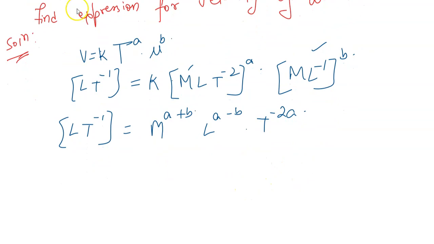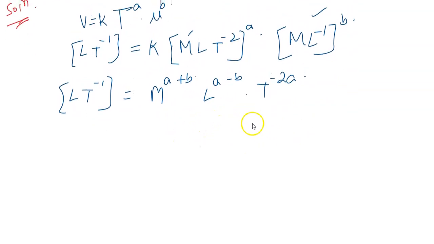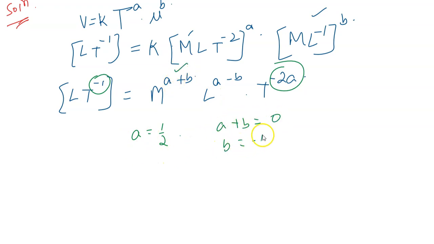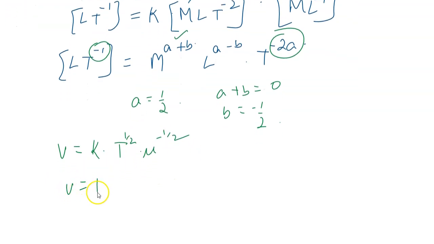So we will just compare any two equations we want. So let us take this, minus 2A is equal to minus 1. So A is 1 by 2. Similarly, let's take this one. So A plus B is 0. So B is minus 1 by 2. So we get V is equal to K times T raised to 1 by 2 mu raised to minus 1 by 2. That gives V as K root T by mu.